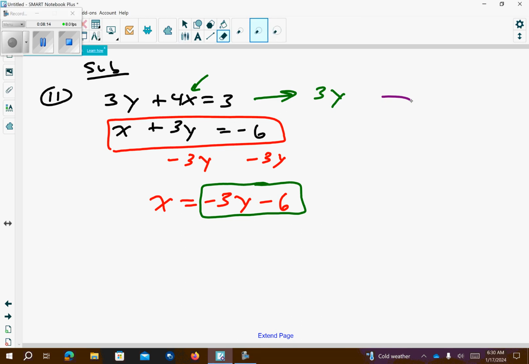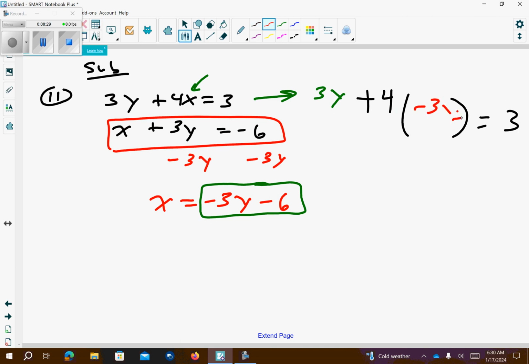Actually, I'm going to do this with my finger, my pen stopped working. This was the x value, so I'm going to plug the negative 3y minus 6 in for our x value. It's getting ugly. Distribute the negative 4 over that, so I'm going to get 3y minus 12y minus 24 equals 3.